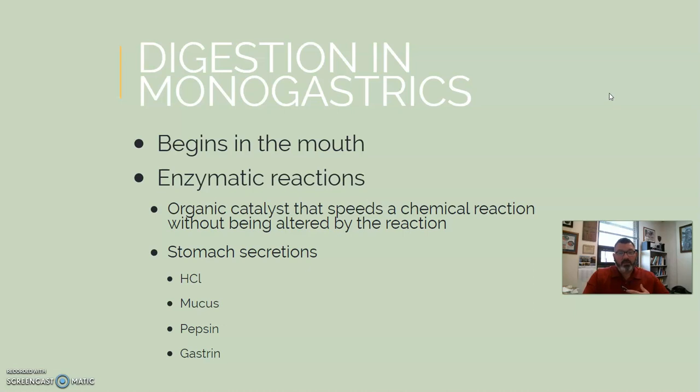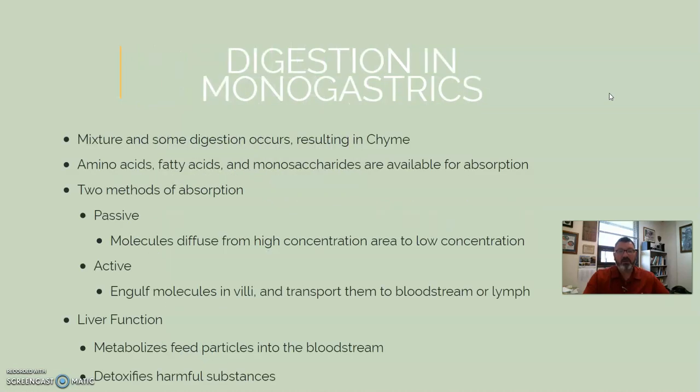So again, back to our discussion of monogastrics. That stuff is going to begin in the mouth, and you're going to have a number of different things occur here. I'm going to click through a couple of these slides quickly because I don't want to exceed my time in this section. But there's two methods of absorption I want to talk about. Passive absorption, where the molecules that are in the small intestine are just going to pass from high concentrations to low through the act of diffusion.